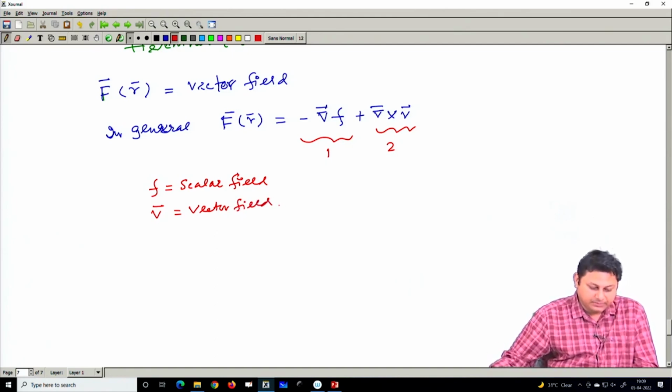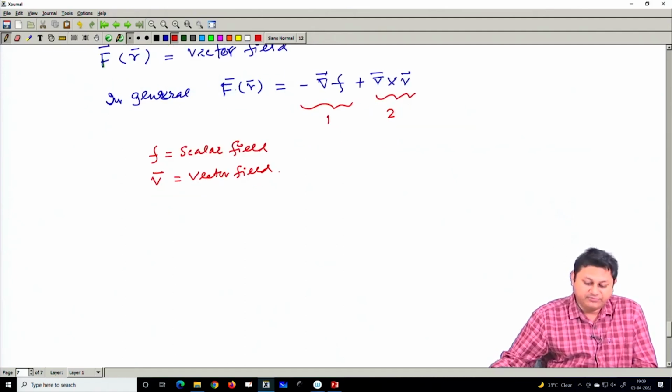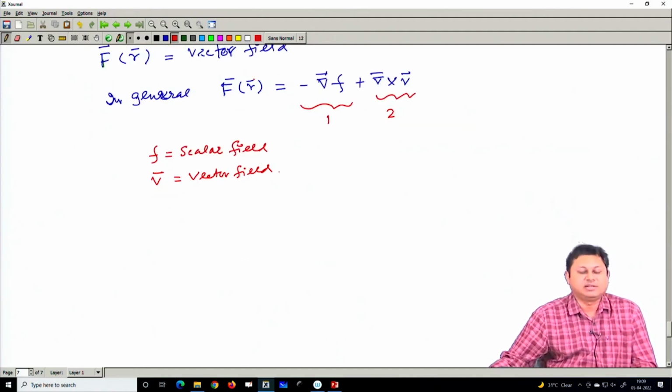Now, the question is the choice of f and v. If f(r) is given, if this is a given vector field, can I construct f and v? The answer is yes, we can construct f and v in such a way that the gradient of the scalar field and the curl of the vector field, the combination of these two, give rise to whatever the vector field is given to me. So, I can construct this vector field by choosing f and v properly, but is the choice of f and v unique? Can I choose uniquely?